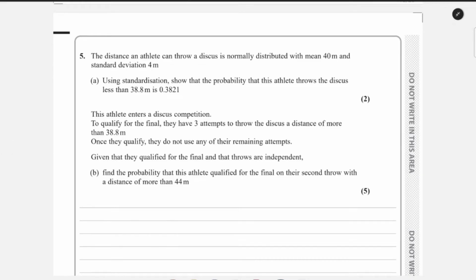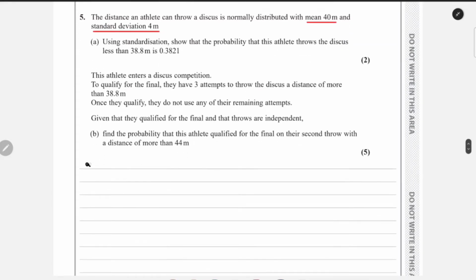Now question 5 is a question about normal distribution. We are given the mean is 40 meters and the standard deviation is 4 meters. So if we write this, x is the distance an athlete can throw a discus, which is a normally distributed variable with mean 40 and variance 4 squared.